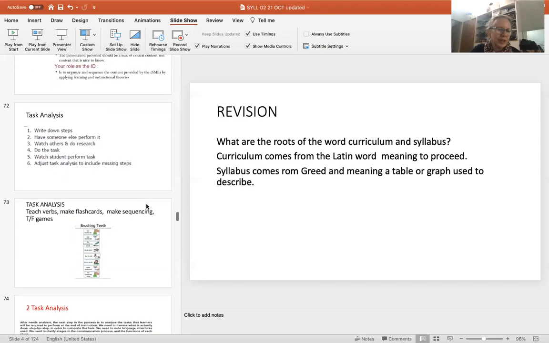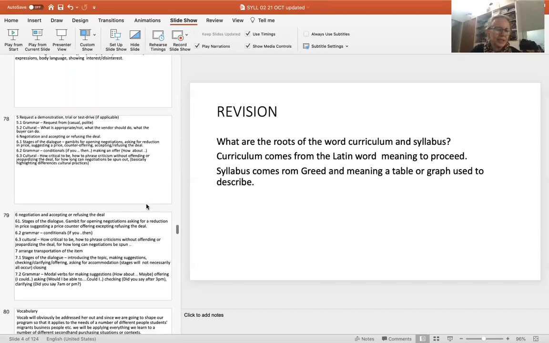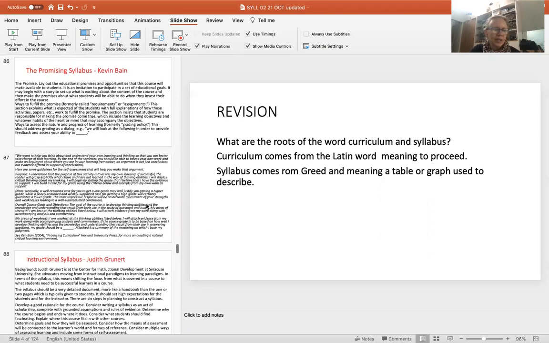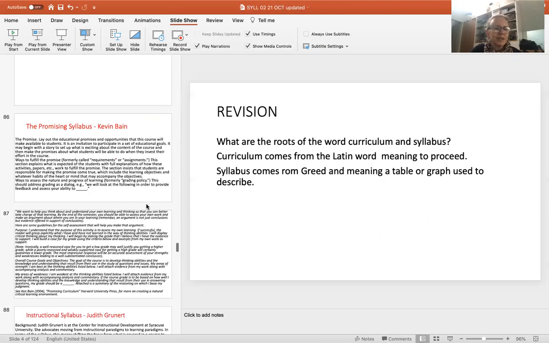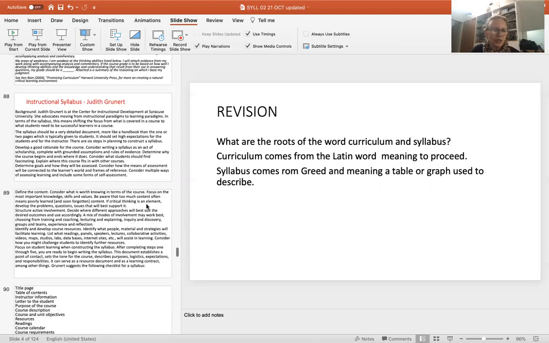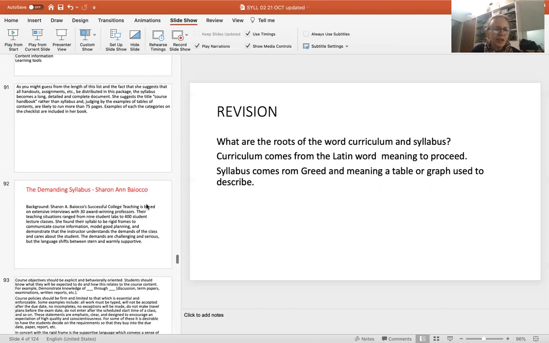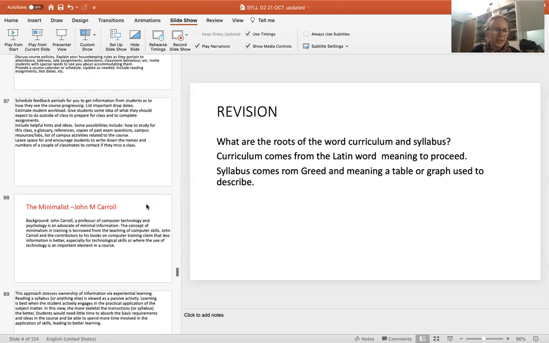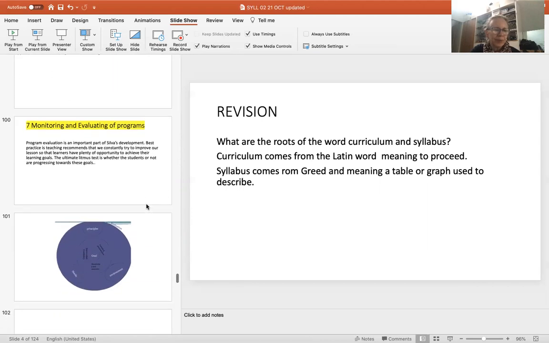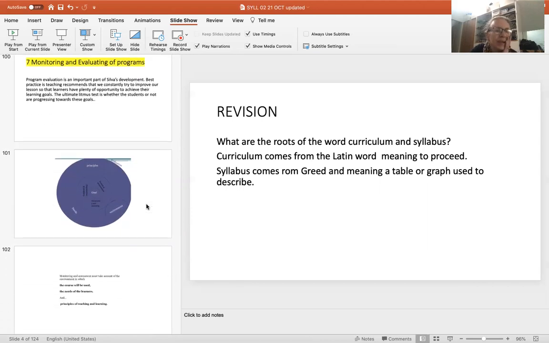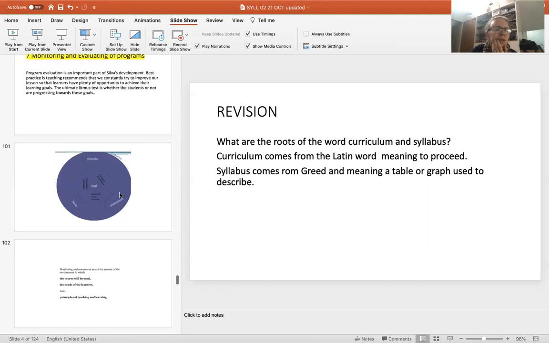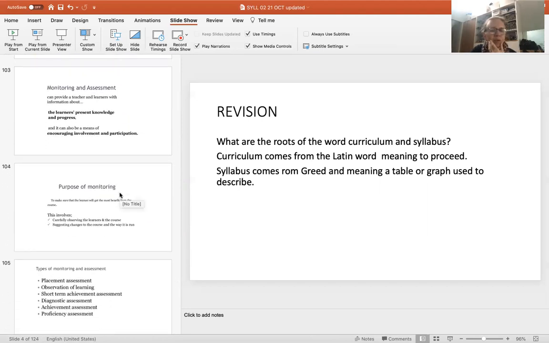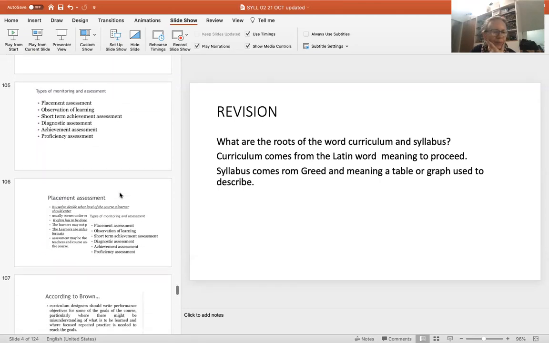And the last little bit of our class was about evaluating the syllabus and the curriculum, as well as trends in syllabus planning, looking at Kevin Bain, Judith Grunert, Sharon Ann Bayoko, Barbara Gross Davis, and John Carroll. And then monitoring, in order to work out if the course needs to be improved in any way.